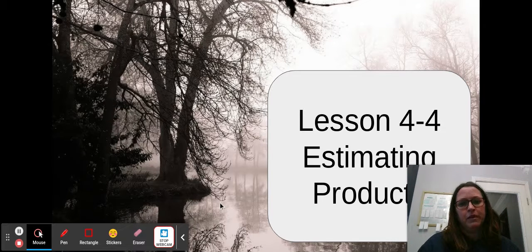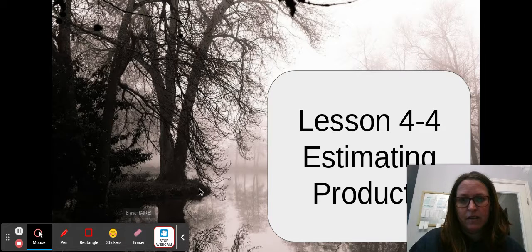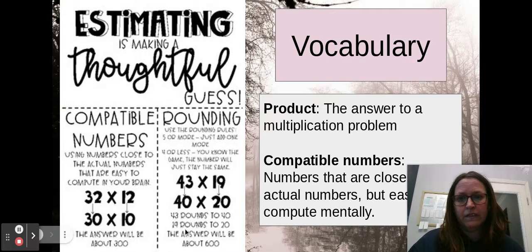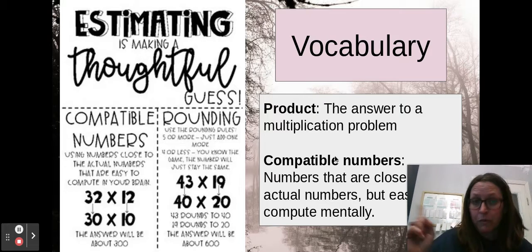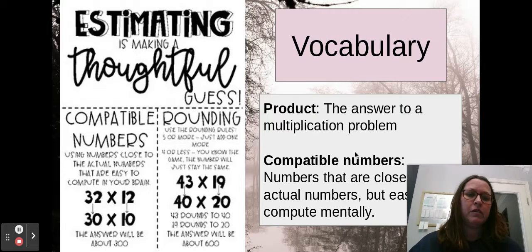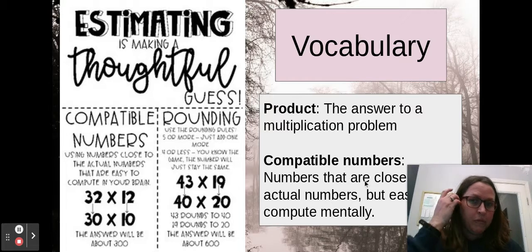Hello, today we're going to discuss how to estimate products. First thing we're going to do is discuss two terms that you need to know. The word product is one word you should already know. You probably learned it in third grade, and that is the answer to a multiplication problem.